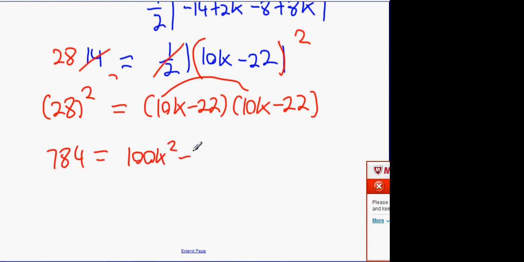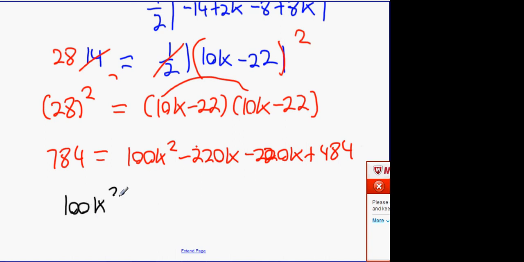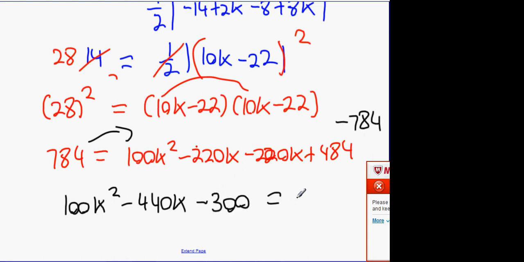I know 10k by 10k is 100k squared. I know the middle will be... Will somebody just do 22 squared for me? 484. Plus 484. Okay. Now, what we can do now is bring everything over one side and we get 100k squared minus 440k. Bring the 784 over the other side. What's 484 minus 784? Minus 300. Okay, straight from the get-go, we know that the zeros will cancel, divide by 10. Now we know that they're all even numbers, divide by 2.